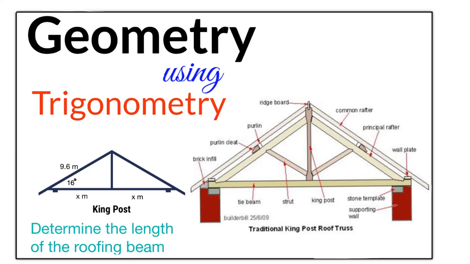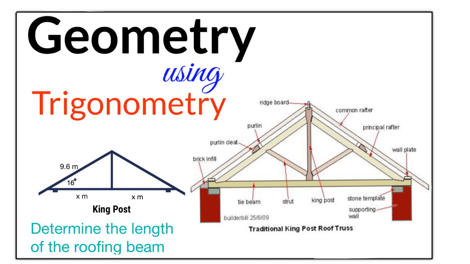Geometry using trigonometry is very often used in building construction when we need to determine the length of a roofing beam. Specifically, we're going to look at a traditional king post roof truss. The beam is going to be represented here as a horizontal line.